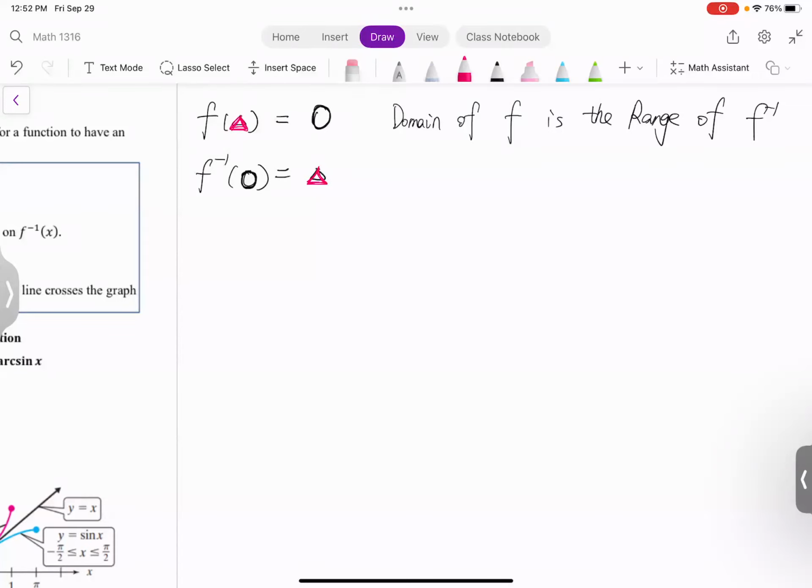So the domain of f is the range of its inverse function, and the range of f is the domain of its inverse function. So let's use a different color. Let's use green. And this is the output, meaning the range of the f function. It is the domain, the input, of its inverse function.